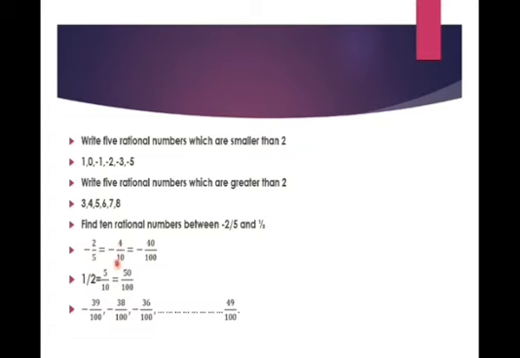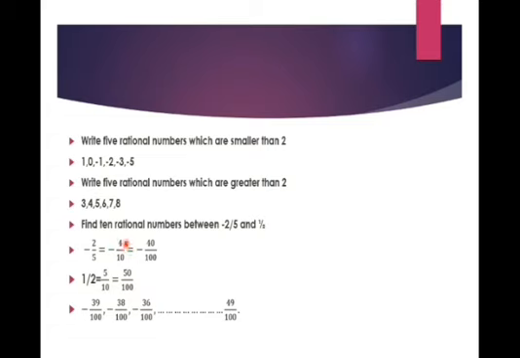Okay, the next one is 1 by 2. Then 10 by 2 is 5, 5 into 1 is 5. 5 by 10. These two rational numbers are -4 by 10 and 5 by 10. We cannot find 10 rational numbers between them, so we convert both rational numbers into greater ones.